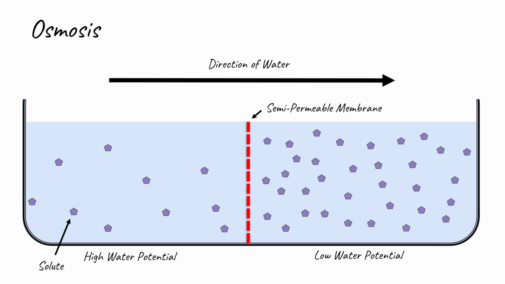Osmosis is a process where the water in a solution passes through a semi-permeable membrane, moving from a high water potential to a low water potential. This occurs when there is an uneven concentration of solute between the two sides, creating what we call a concentration gradient.